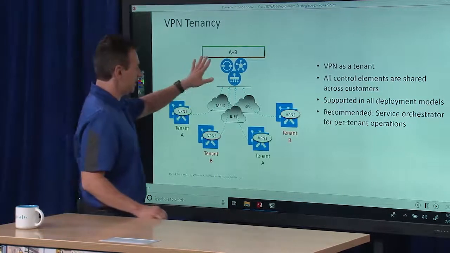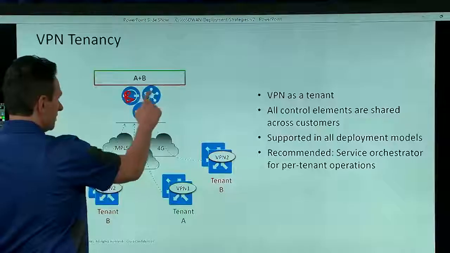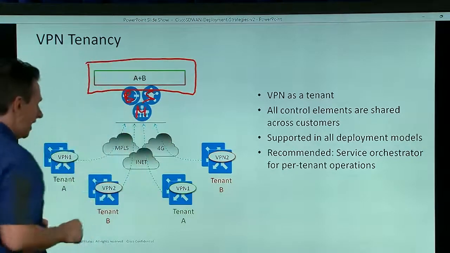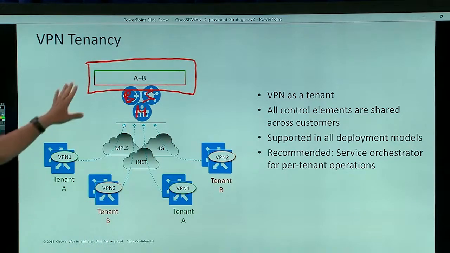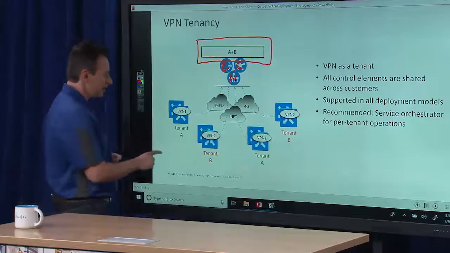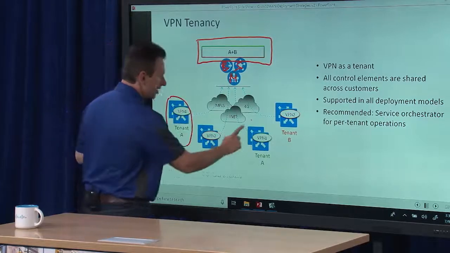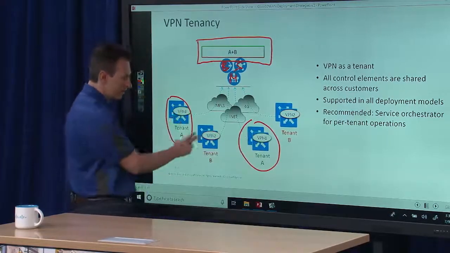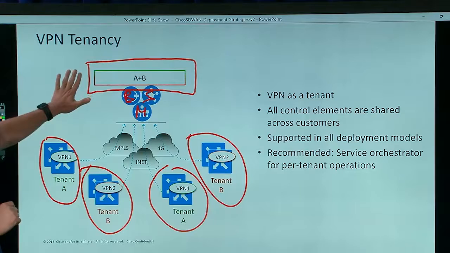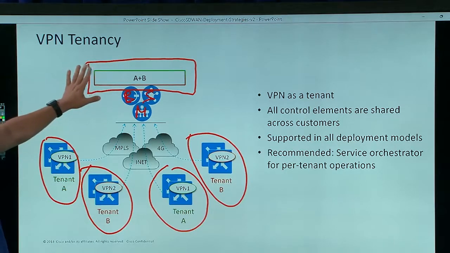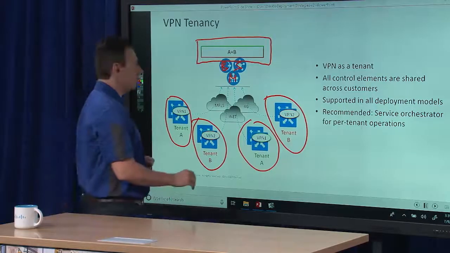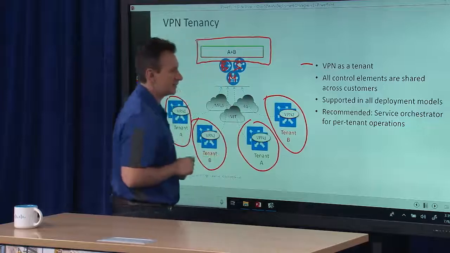In this case, you can see that we have a single set of controllers, yet we have both customers or both tenants, A plus B, instantiated within this environment. When you look at how it actually gets manifested in the network itself, you can see that tenant A shares the same VPN, VPN1, but tenant B has a different VPN. So they are under the same system, the same management and control, yet the VPN ID is the unique identifier. Hence, what we call the VPN as a tenant, right?